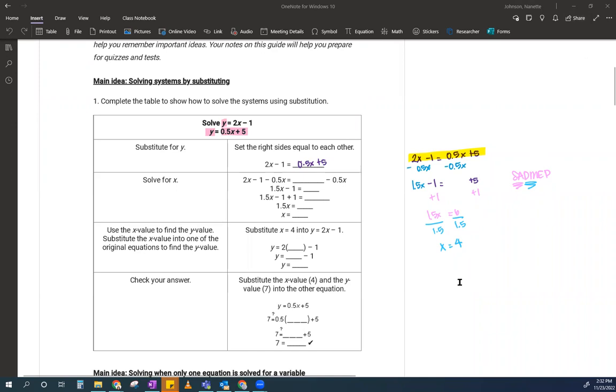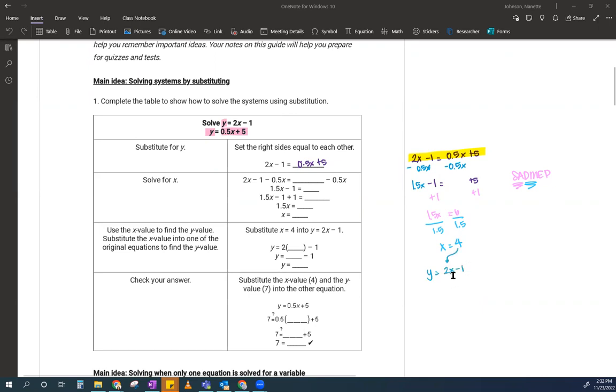Hold on. Let me let my computer catch up to me. Okay, it's still not catching up. It is stuck. Okay, so here goes my equation. There it goes.